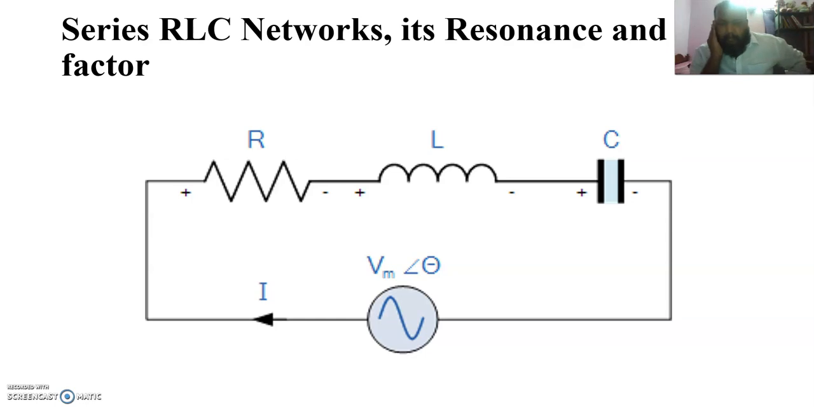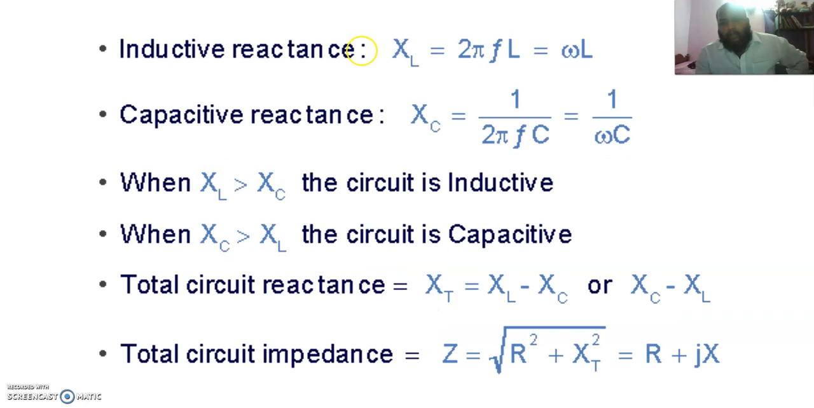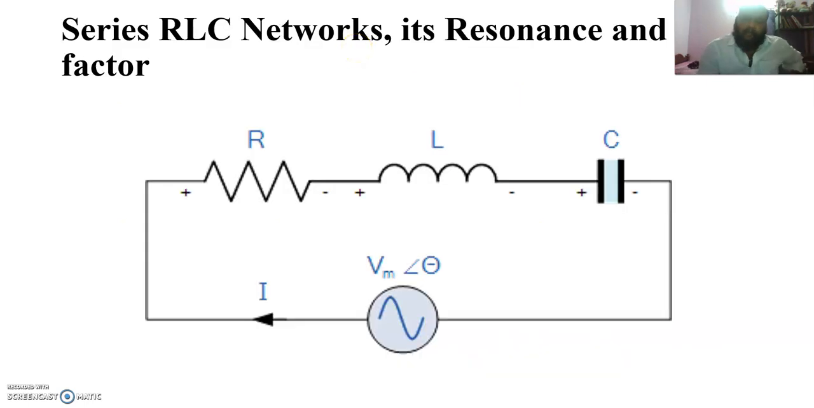Here in this network we will be having all the three passive components, that is resistor, inductor and capacitor, connected in series with each other. So here in this circuit we were discussing what is the condition of resonance, at resonant condition how the circuit will react, and then finally we will be discussing about its quality factor.